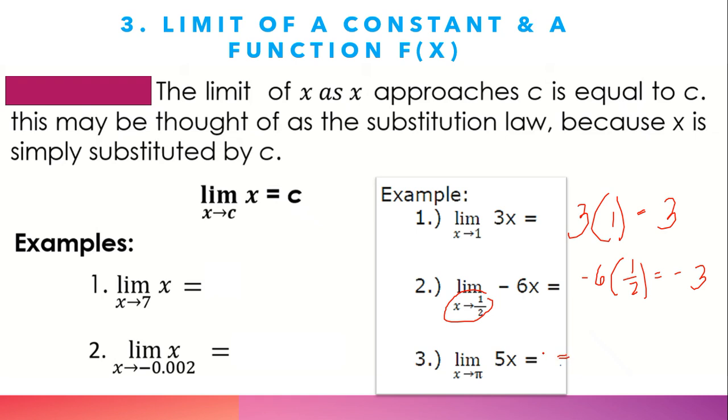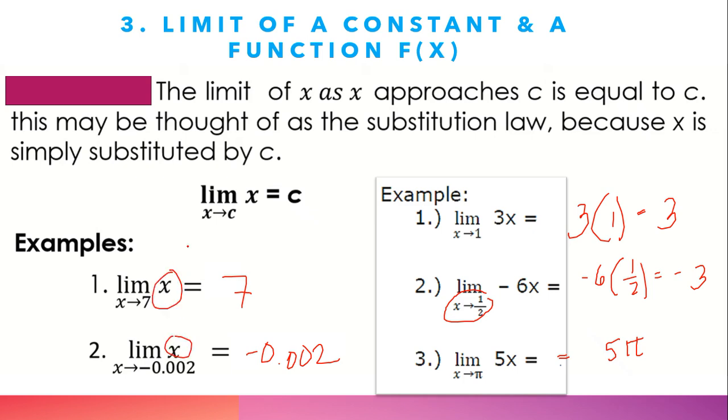Here naman po, sa limit natin ng 5x, we have x approaches to pi. The final answer will be 5 pi. Then, dito na yun sa kabila, 7. Kabila is negative 0.002 because we have x.